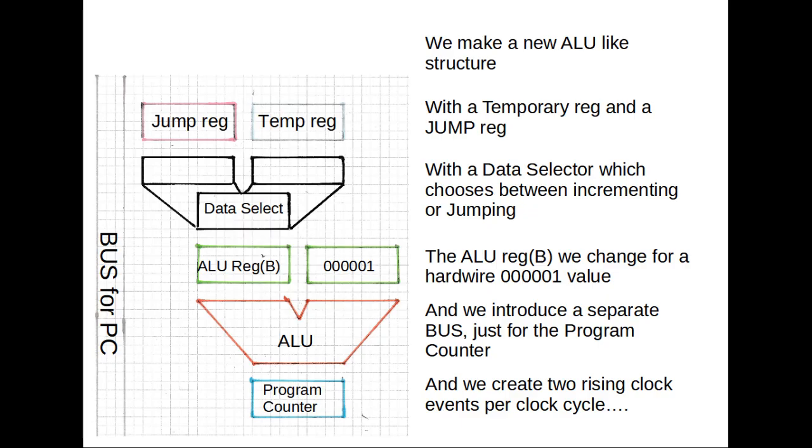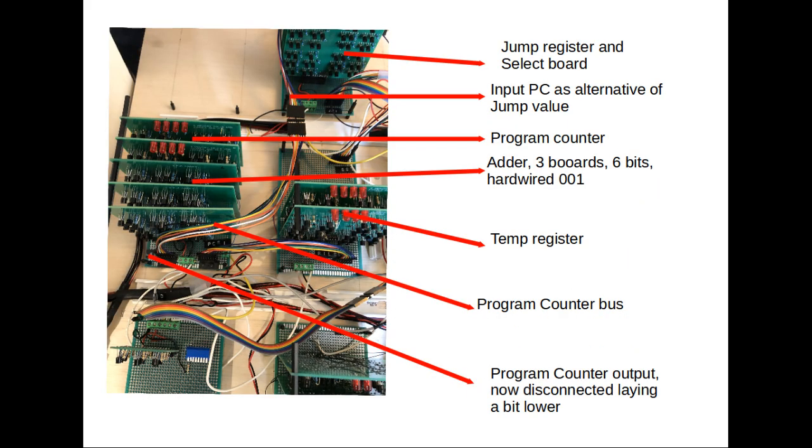Here's the finalized picture. If you utilize the data select board, you can attach on one side the jump register, on the other side the temporary register, and by switching the select on or off, you can switch between those two values. Here I made a picture of the actual situation on the board. It is complicated, so let me talk you through it.